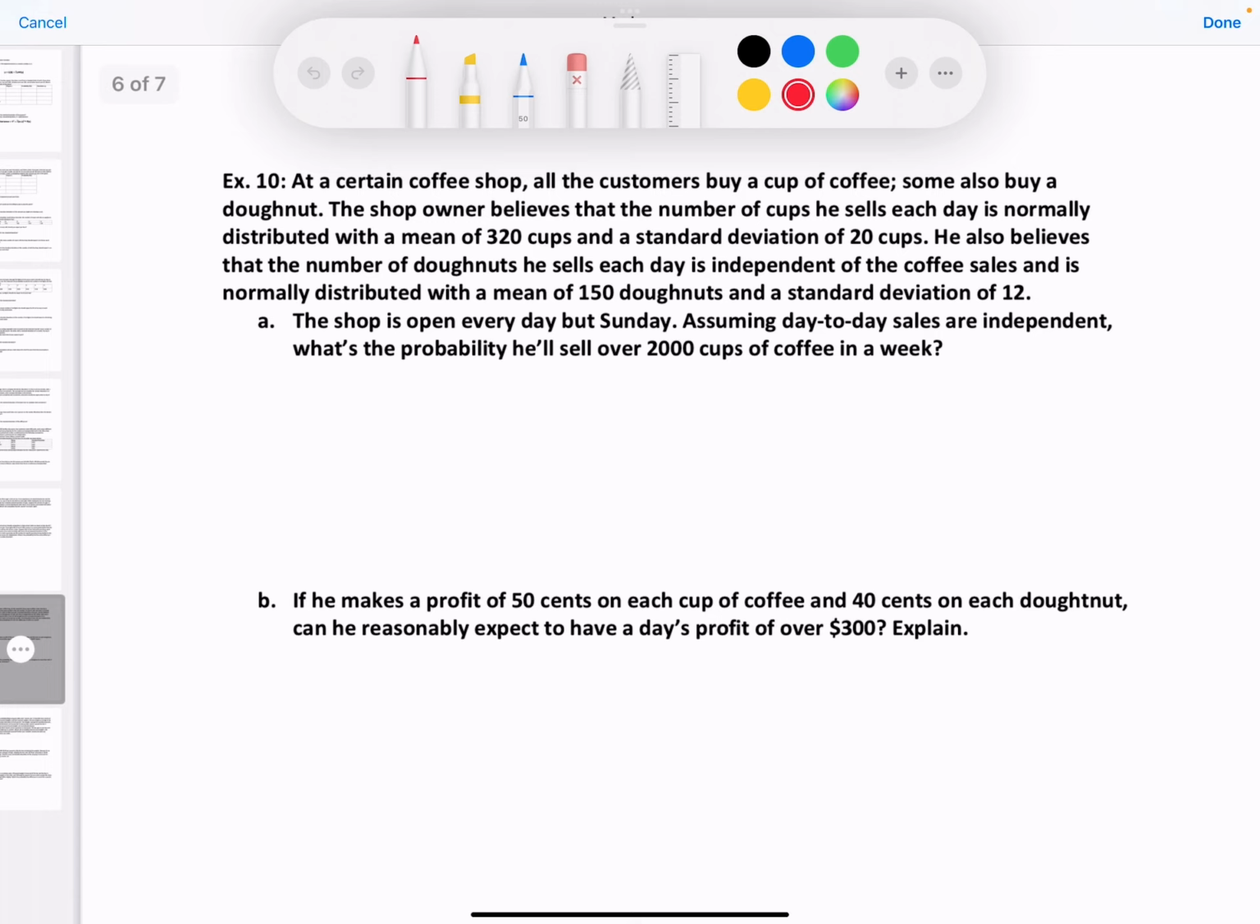The shop owner believes that the number of cups he sells each day is normally distributed with a mean of 320 cups and a standard deviation of 20 cups. He also believes the number of donuts he sells each day is independent of the coffee sales and is normally distributed with a mean of 150 donuts and a standard deviation of 12. The shop is open every day but Sunday. Assuming day-to-day sales are independent, what is the probability he'll sell over 2,000 cups of coffee in a week?